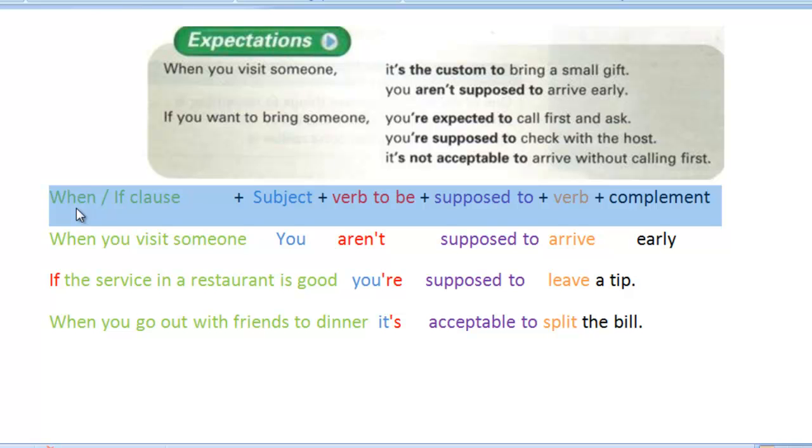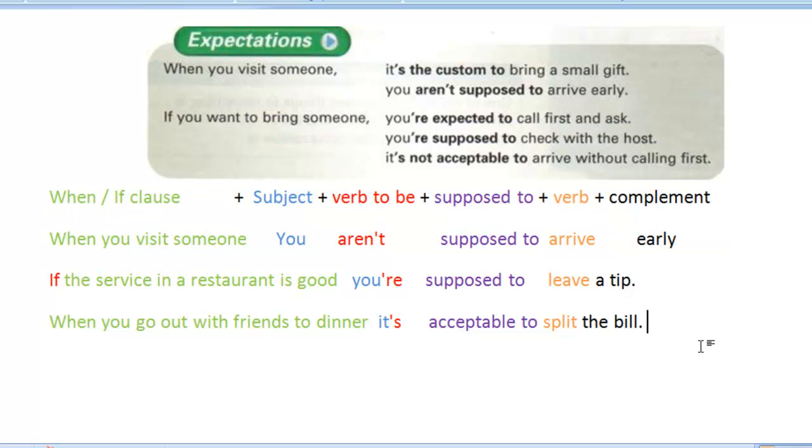So what I would like for you to do now is think about lots of cultural aspects from your country. For example, what are you supposed to do when you're invited to a wedding? What are you supposed to do before you get married? And then you want to share what's the custom, what are you supposed to do, what are you expected to do, and then make lots of different sentences related to cultural aspects.